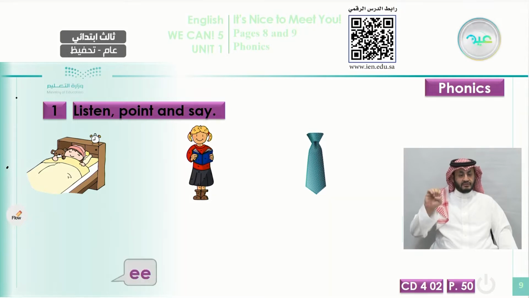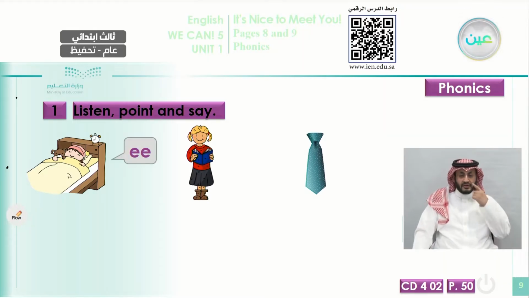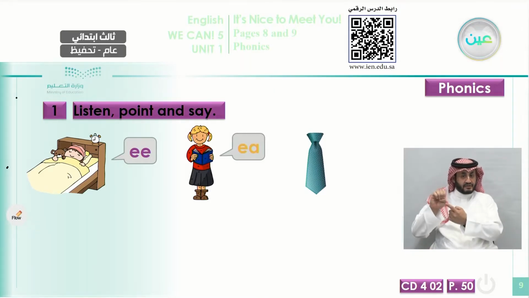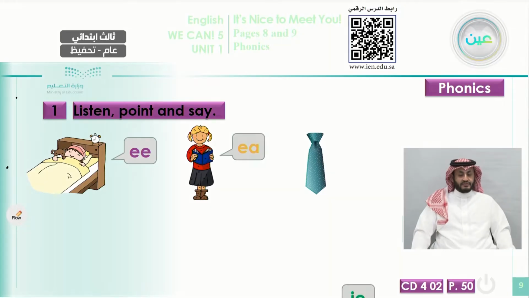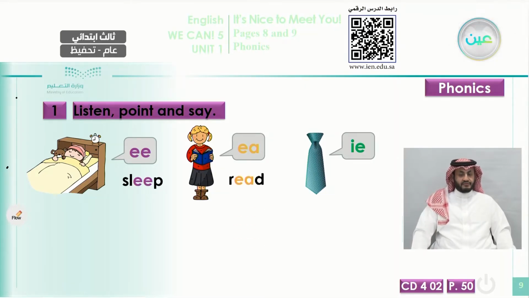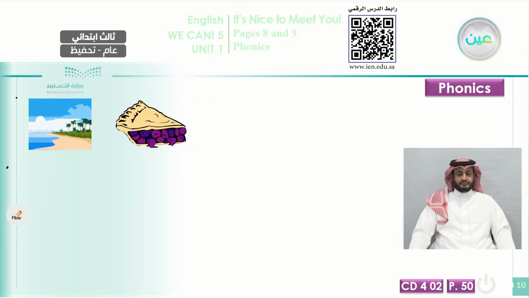Also in the previous lesson, we studied how to pronounce words with EE, EA, and IE. We'll have some words like this. What is the picture here telling us? It can tell us that the girl here is sleeping, and here she is reading. And what is this? This is the tie. This is how we pronounce these letters. So sleep, read, and tie. This is how we pronounce double E, EA, and IE. The first one, say it again, sleep, read, and tie.